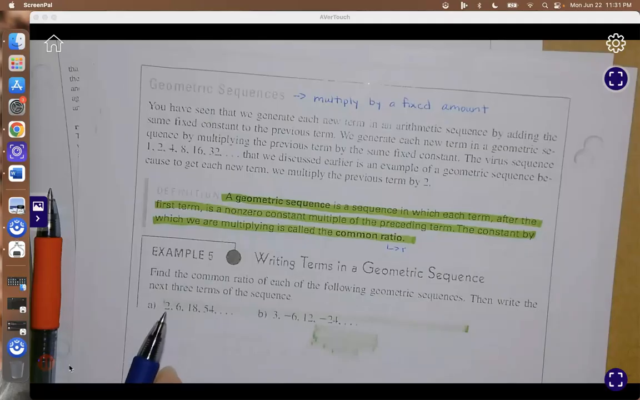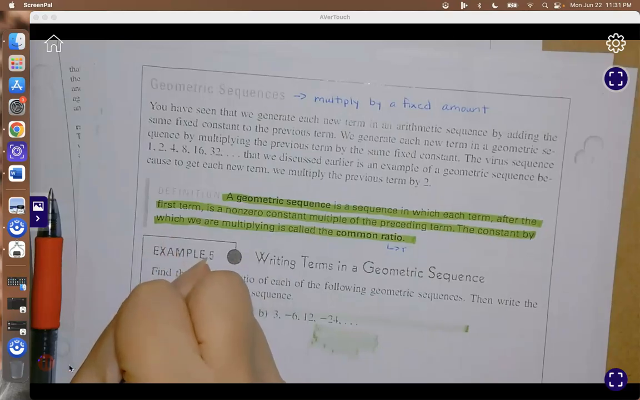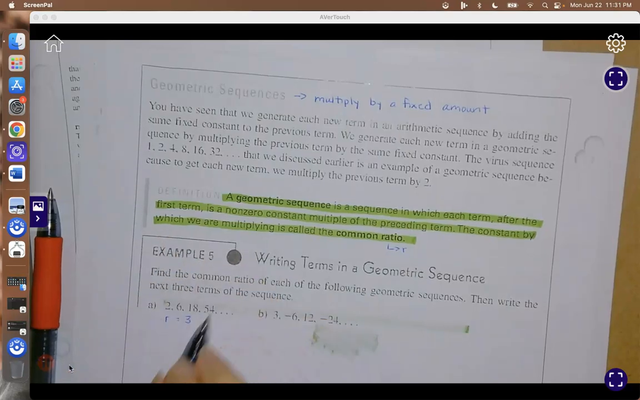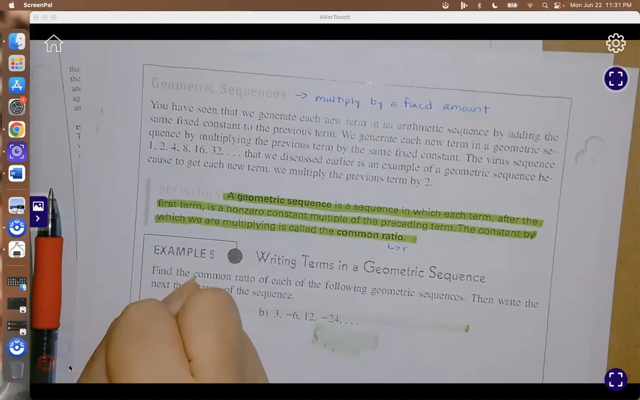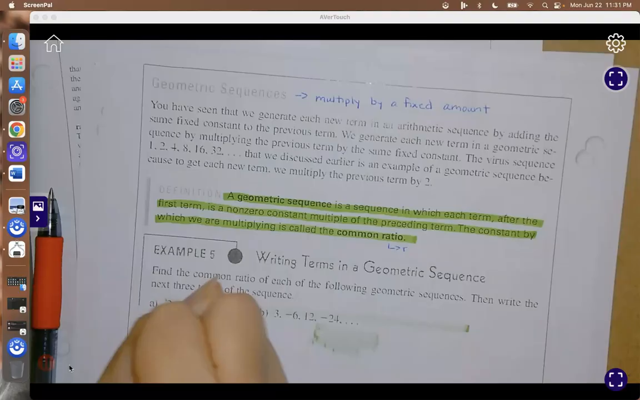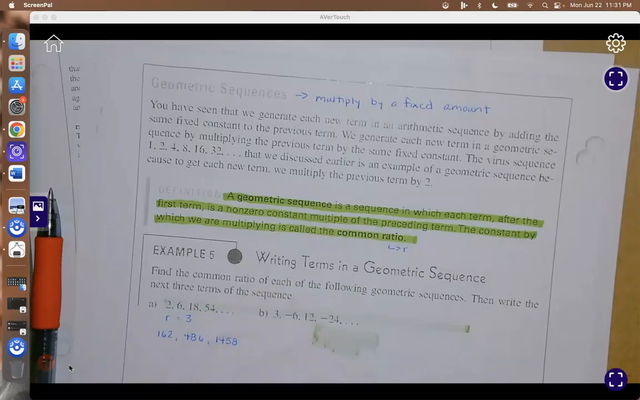Alright, so looking at this one, it goes from 2 to 6 to 18 to 54. So they're multiplying by 3. So if I multiply the next 3 terms, that'd be 162. 162 times 3 is 486. 486 times 3 is 1458.